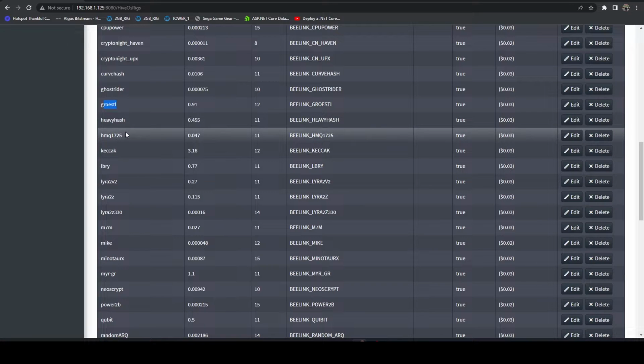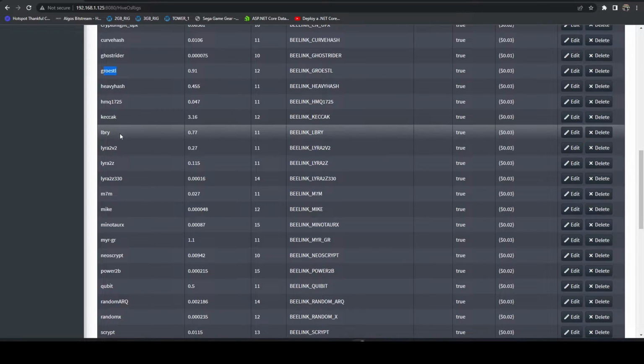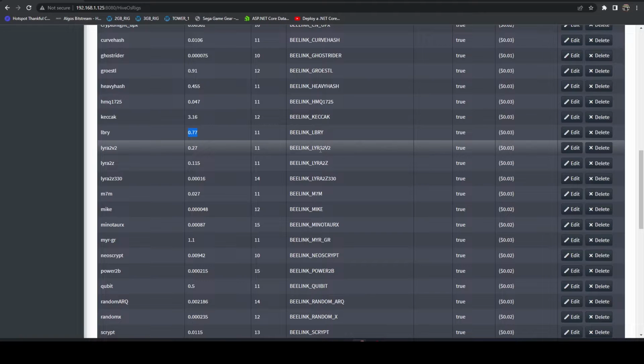Heavy Ash, HMQ1725, Keccak, Lyra, which you can still technically CPU mine, even though it's pretty much controlled by ASICs. But one of the things, again, you're going to see CPU mining it, you're only losing 3 cents a day in the current market. And that's only with less than a megahash. I have an LB box, and I think that thing gets like half a terahash, maybe more. So to be that close in profitability is definitely cool to see here.